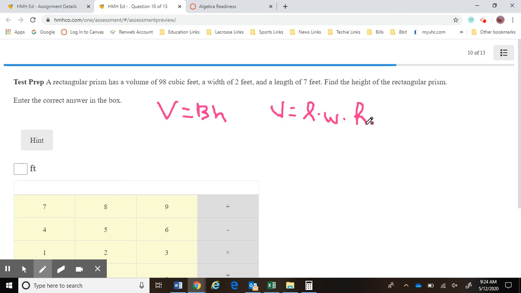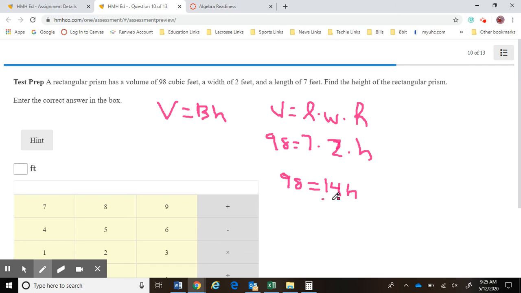I use these little cursive ones. So let's see, I've got a length of 7, a width of 2. So 7 times 2, times H. And then we know that volume is 98. Well, 7 times 2, that's 14. So 98 equals 14H. And then this is the same exact thing we did in the previous problem.